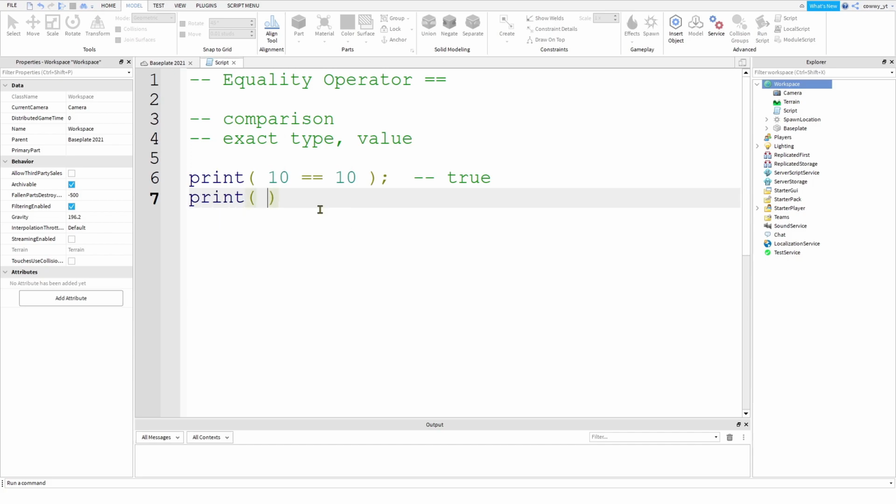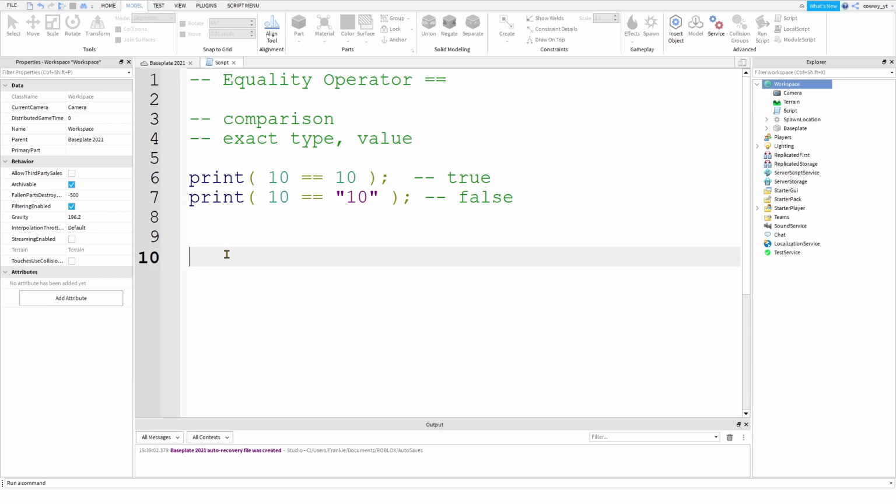Now, what if I change this to 10 equals the string 10? The left hand side is a number, but the right hand side is a string. Whatever you see in double quotes like this, the number 10 is considered a word even though it looks like a number. So in this instance, Studio would then say, no, this is not correct. The number 10 does not equal the word 10.